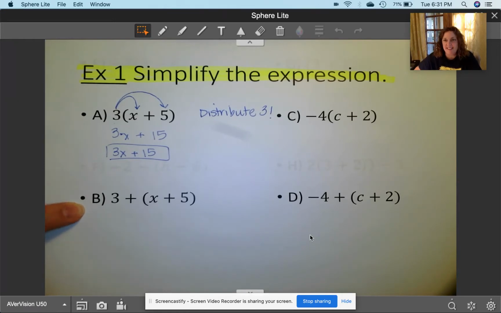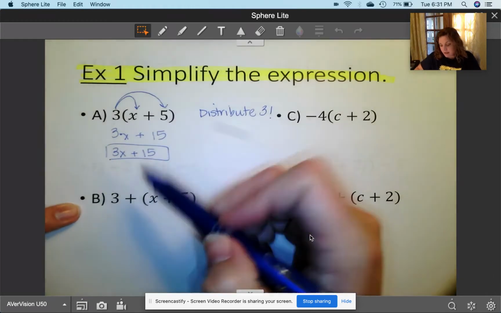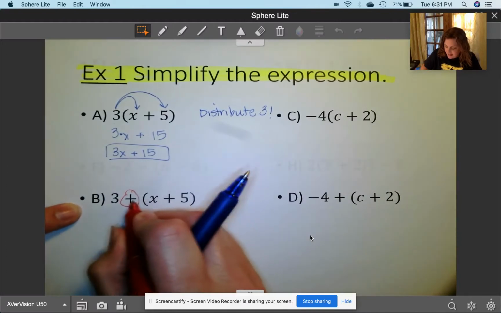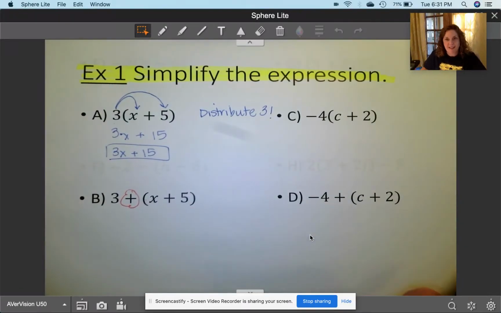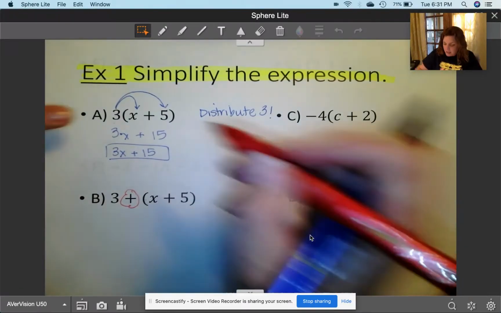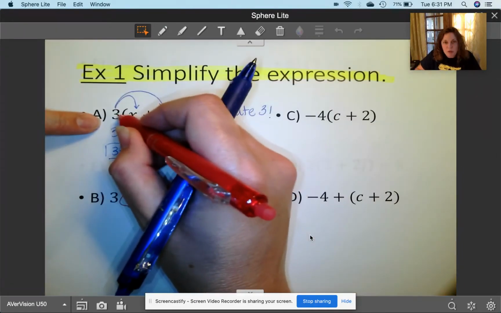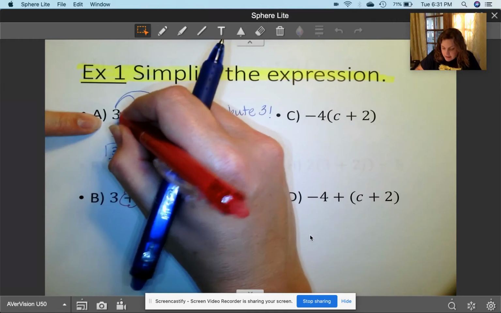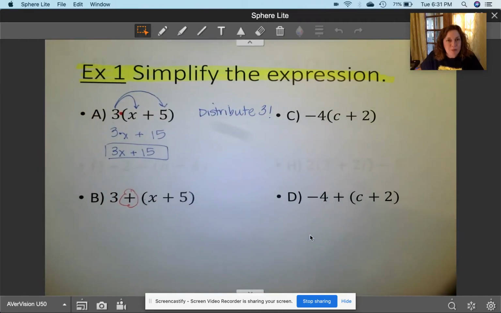What's different? They look so similar. The big difference here is this big glaring plus sign. The plus sign is next to the parentheses. Oh, well, that's telling me this is addition. Here, there was no sign between the 3 and the parenthesis. Well, in that case, there's a hidden multiplication symbol.